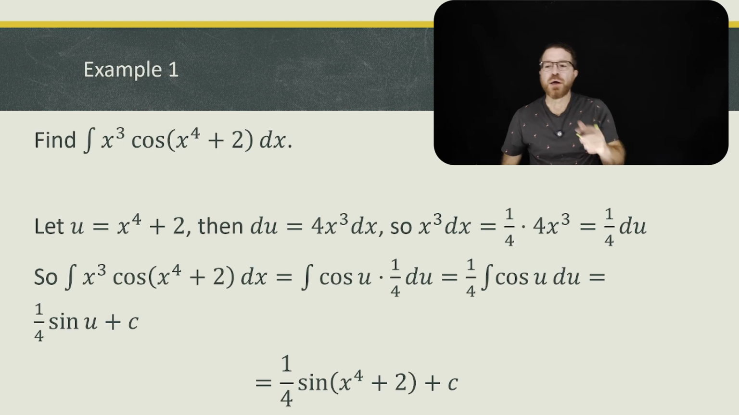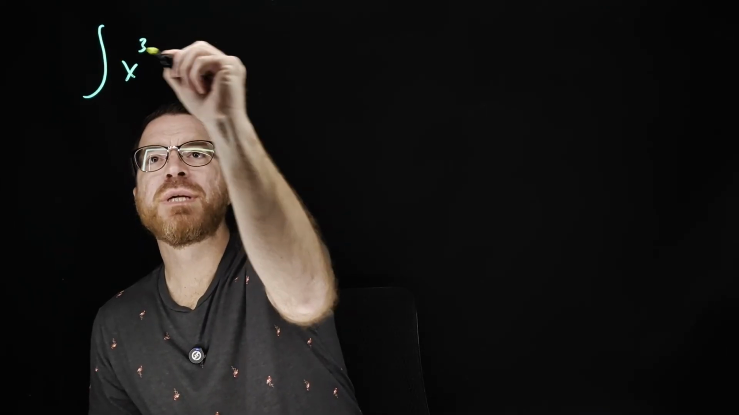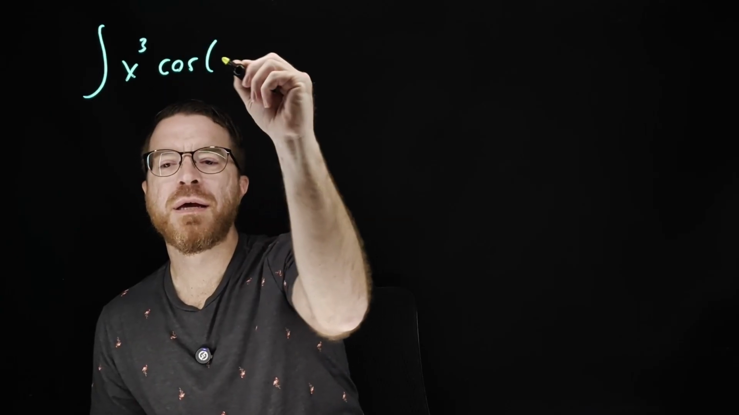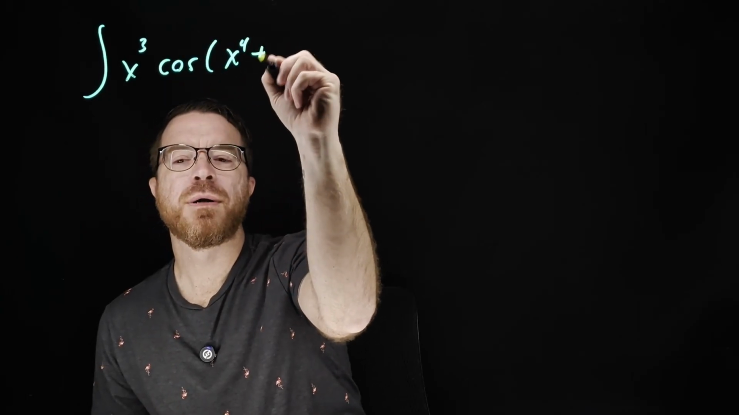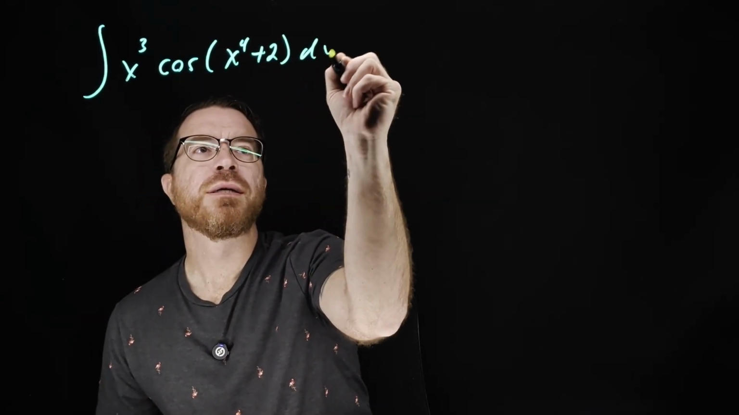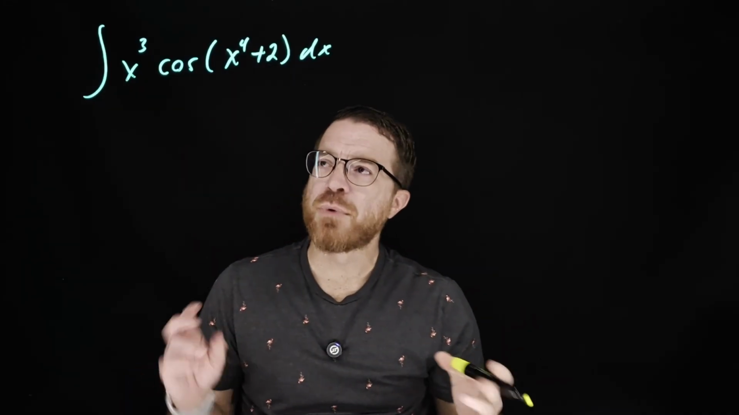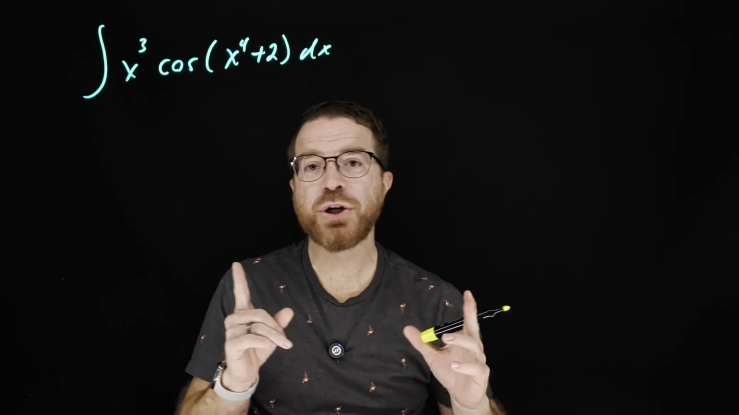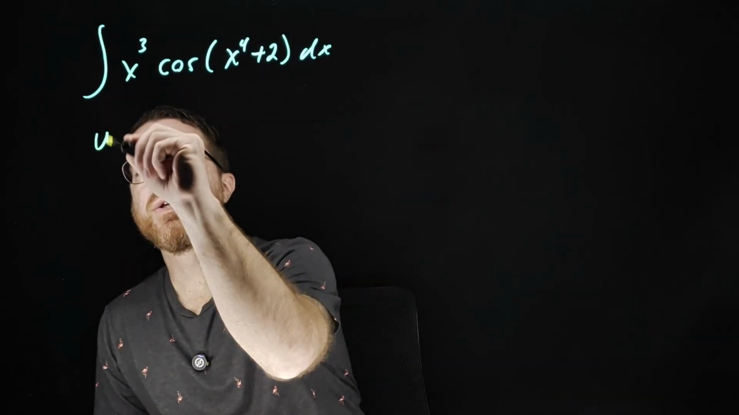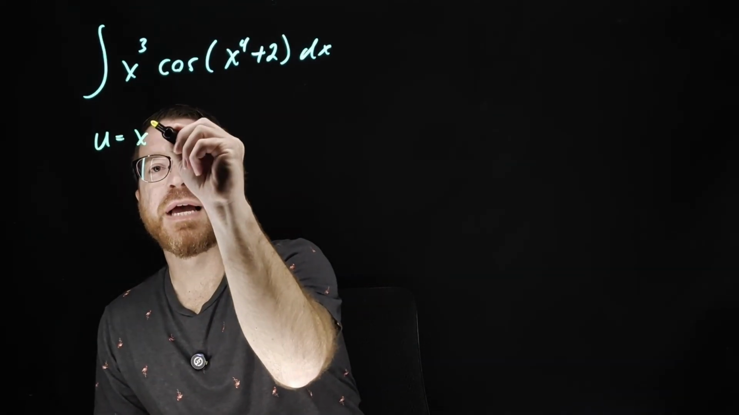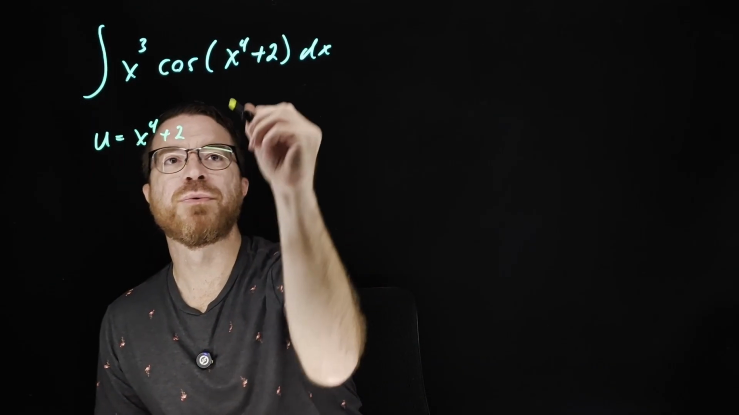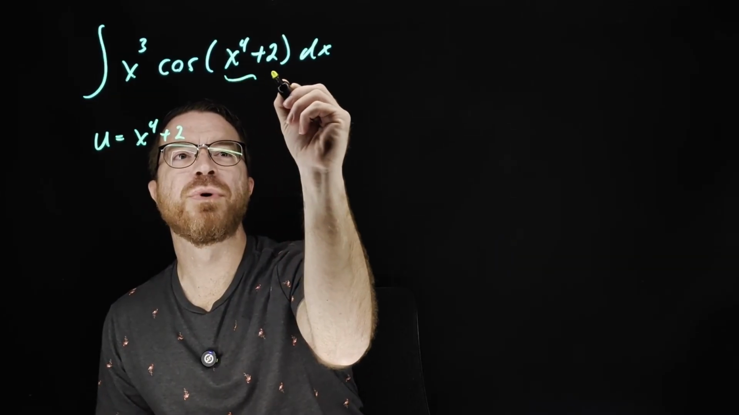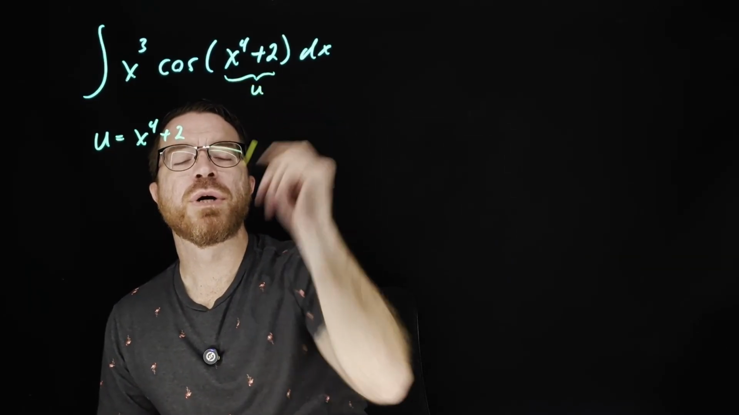So suppose that we have the integral of x cubed cosine of x to the fourth power plus 2 dx. How would we solve this? This doesn't really work with the rules we've looked at previously. So what we're going to do is let u be equal to this x to the fourth plus 2, much like when we were doing the chain rule for derivatives.